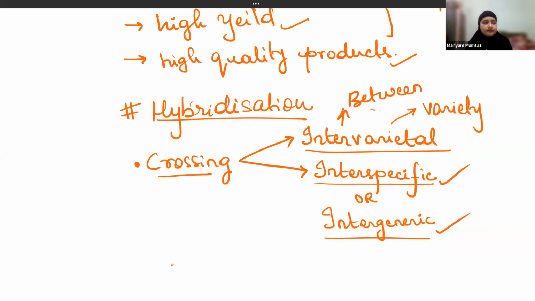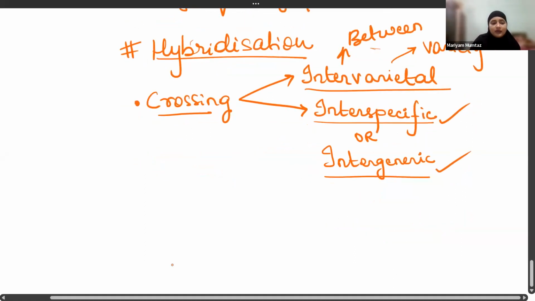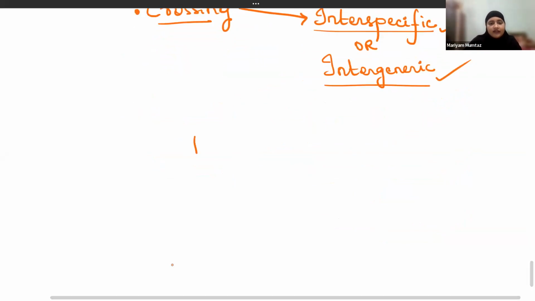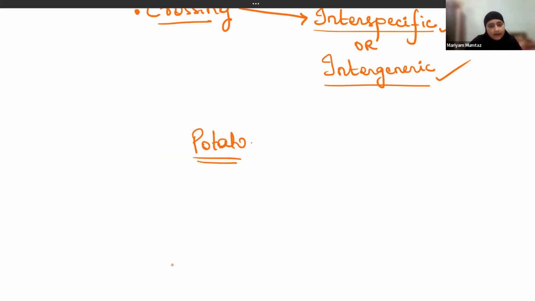For example, I'll take this example. It will take a little while for you to understand, but try to understand. This is a little high level. If I talk about the scientific name of potato, the scientific name of potato is Solanum tuberosum. You don't have to remember the names.